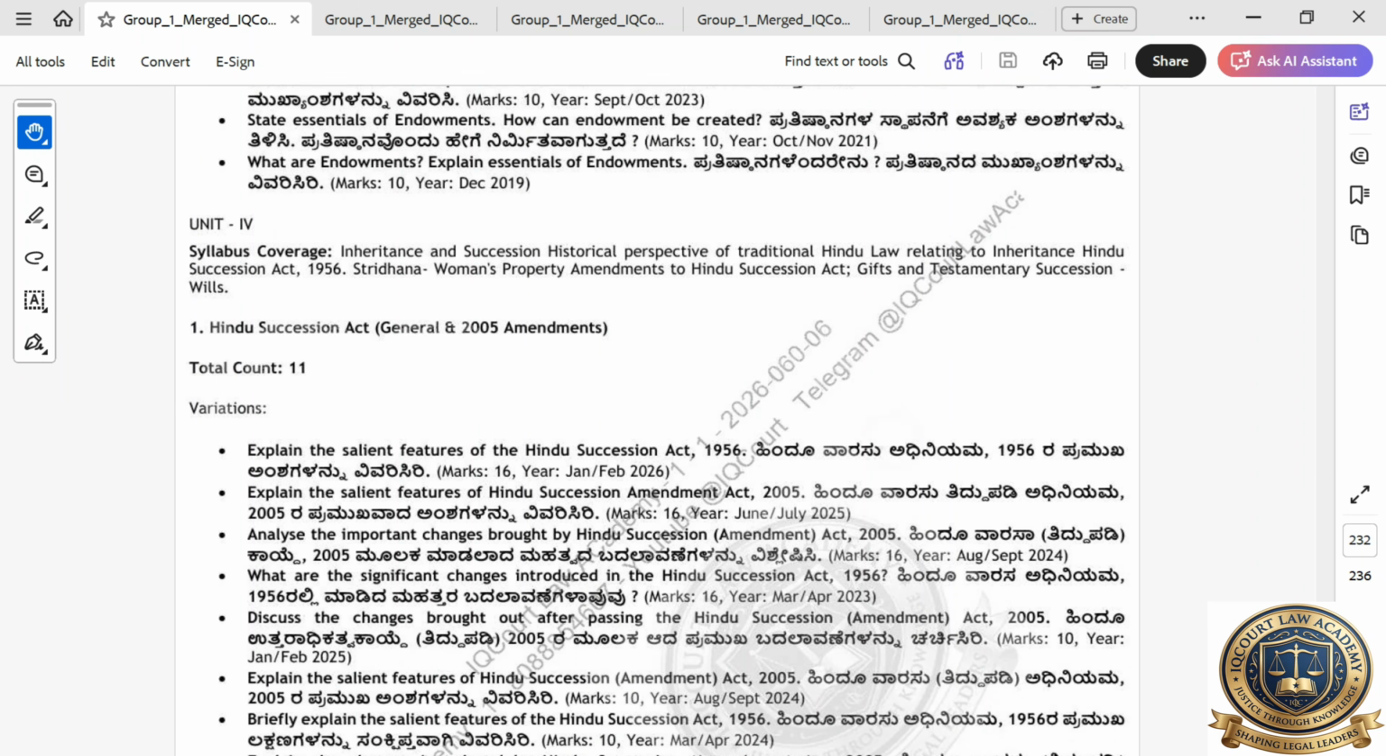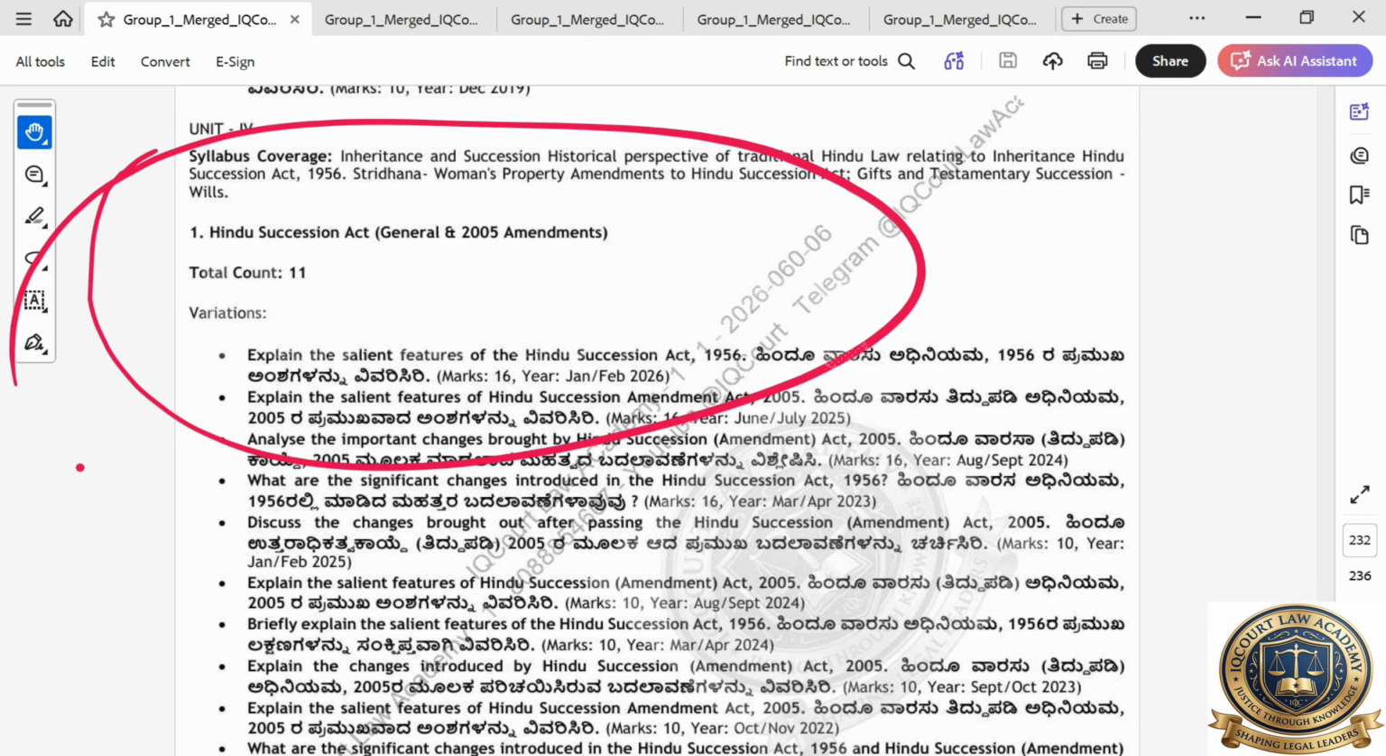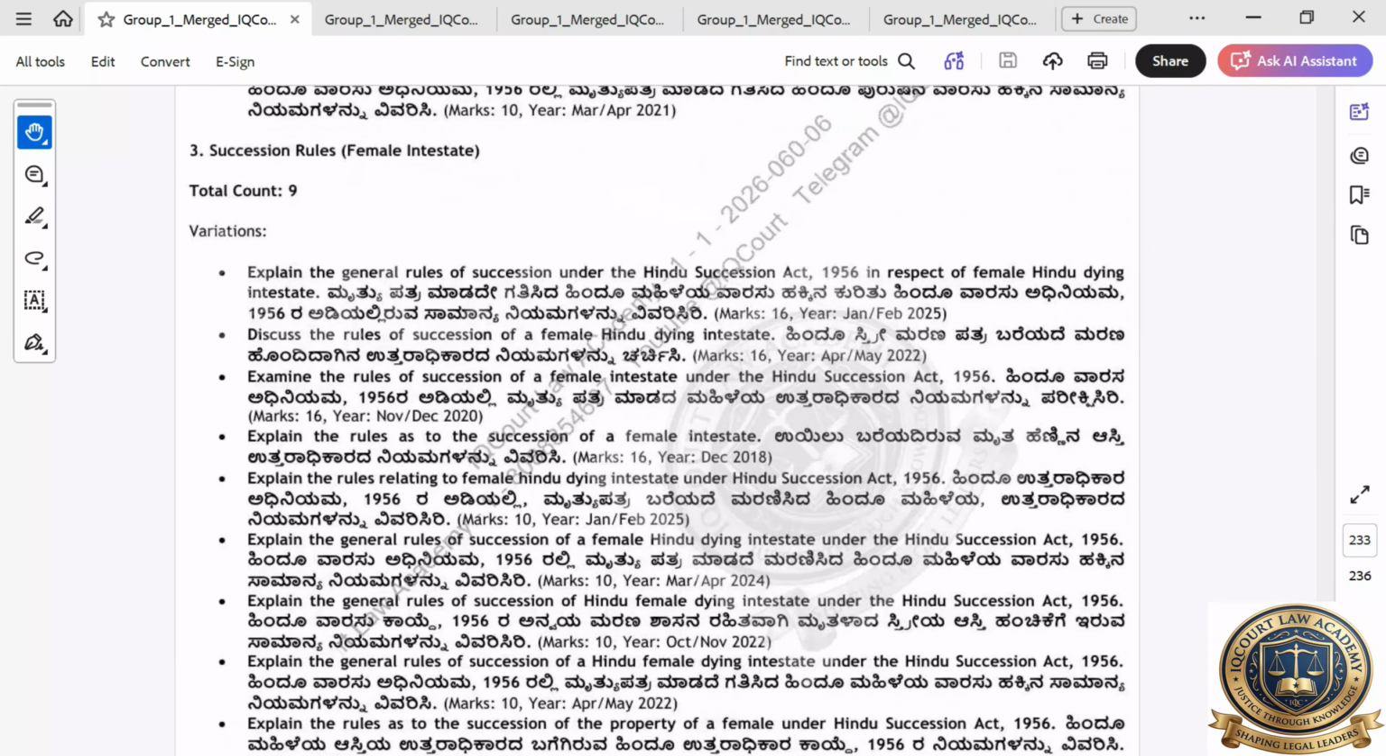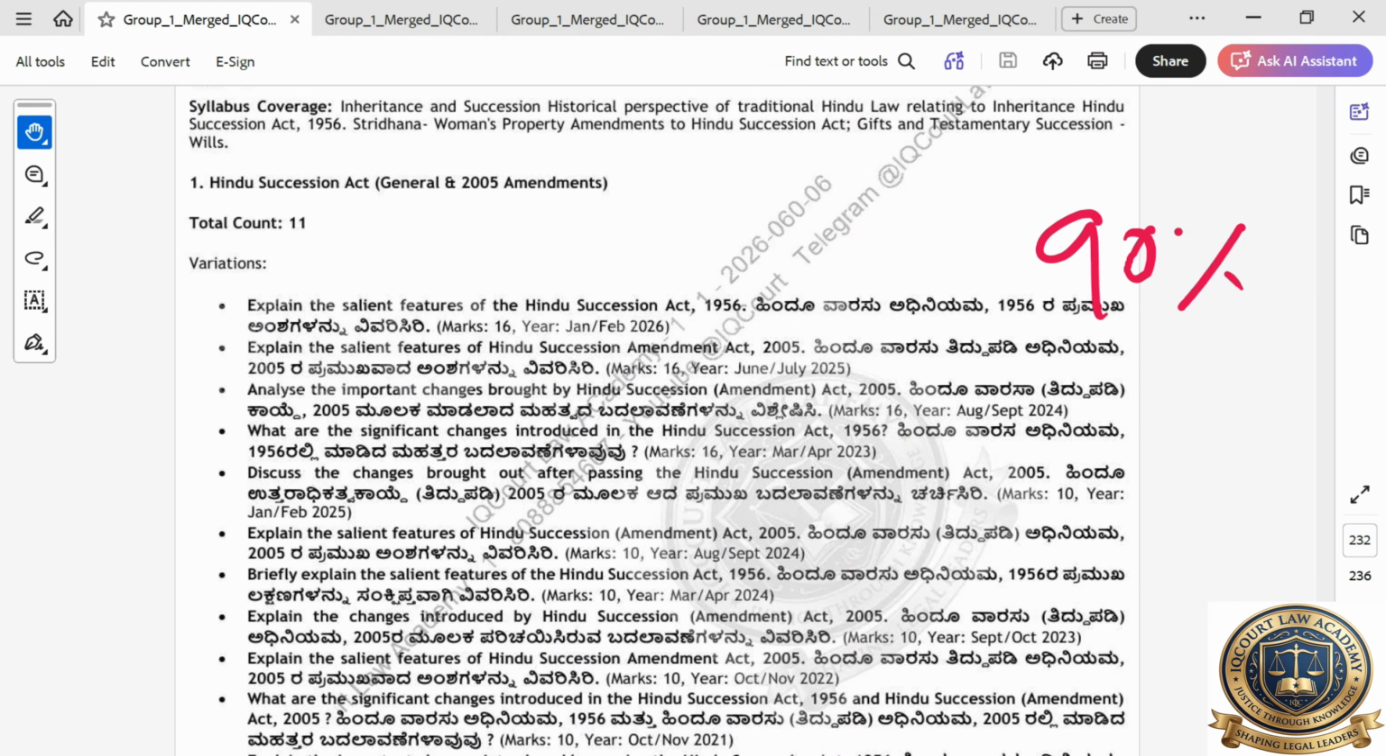May not give this one this time. The chances are there. Fourth unit, Hindu Succession Act. Explain the salient features of Hindu Succession Act. This is a very, very important act. 90% probability is there. This is the fourth unit. Explain the salient features of Hindu Succession Act.